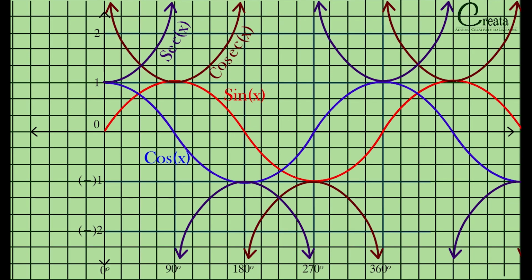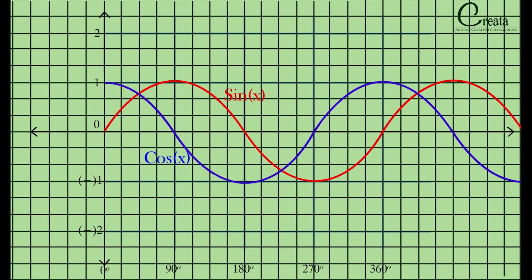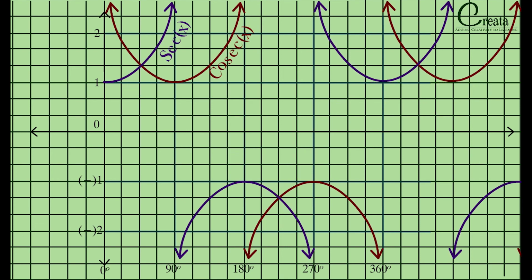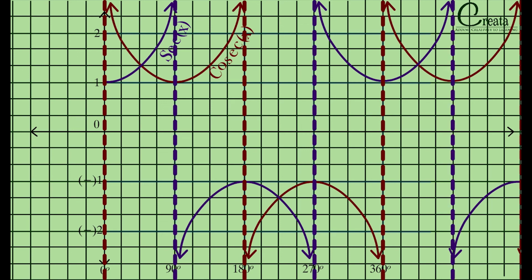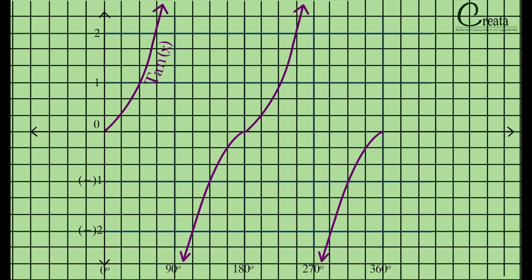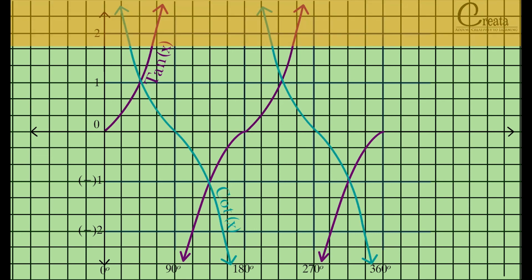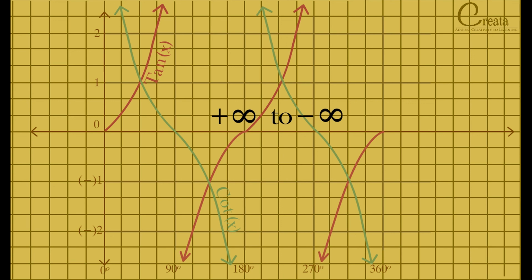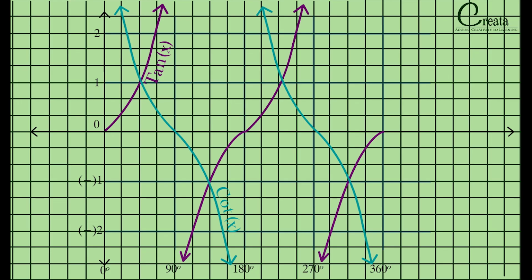Okay. One more thing, all the values of sine and cos are defined, but cosec and sec are not defined at certain angles. Cosec is not defined at 0, 180 and 360 degrees, whereas sec is not defined at 90 and 270 degrees. Okay. If we talk about the range of tan and cot, they exist between +∞ to -∞. And we also know tan is not defined at 90 and 270 degrees, whereas cot is not defined at 0, 180 and 360 degrees.